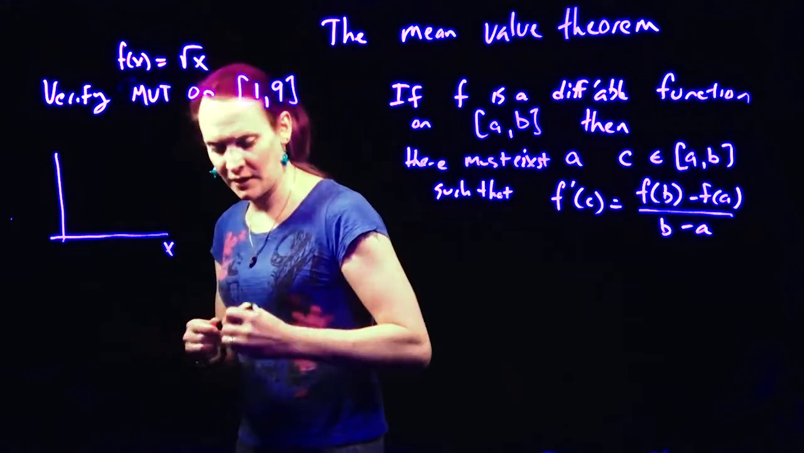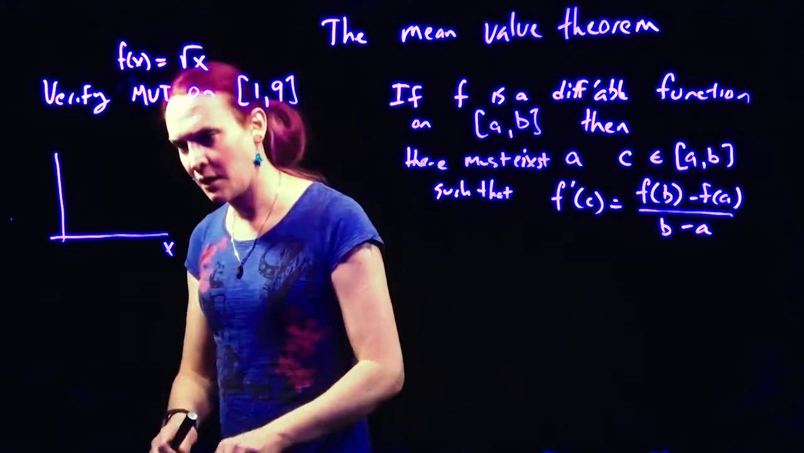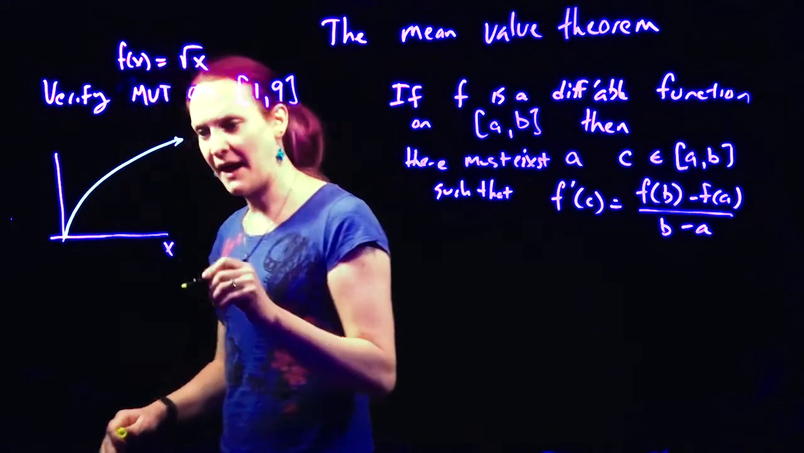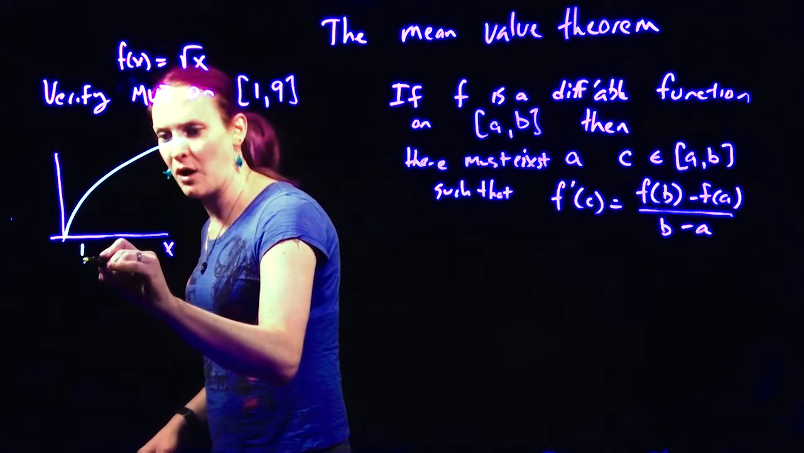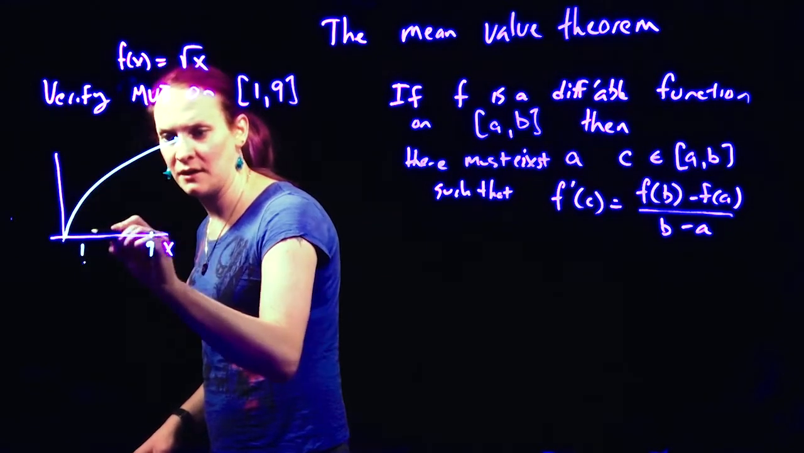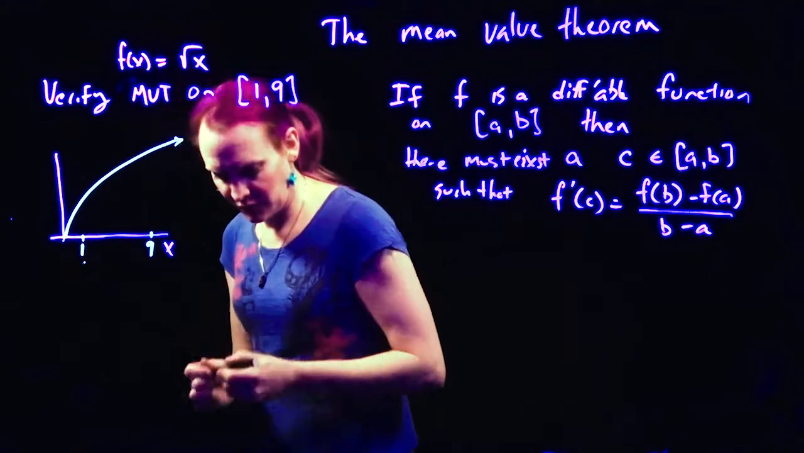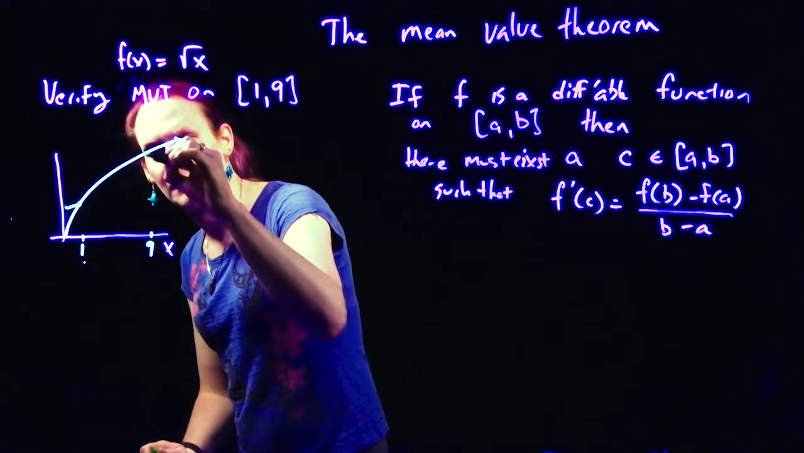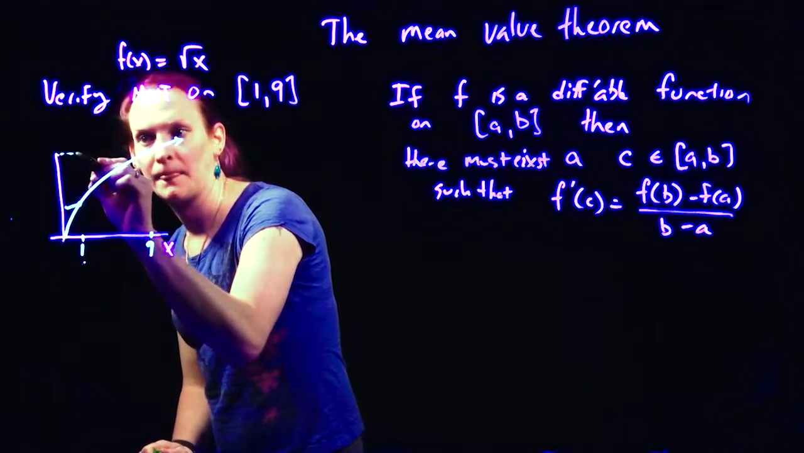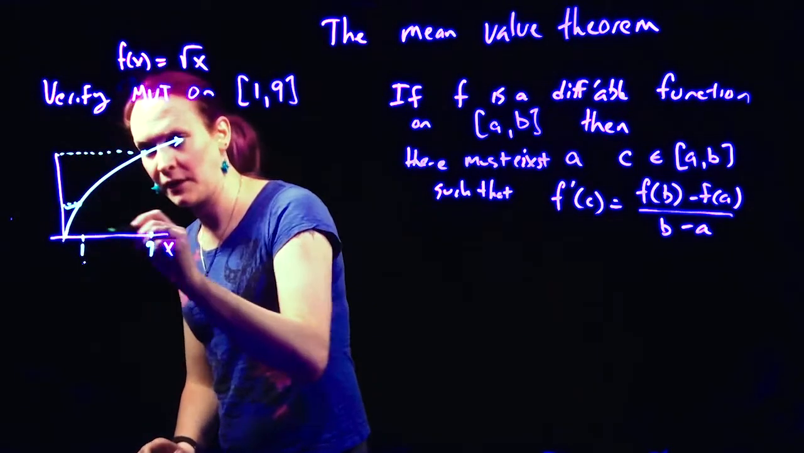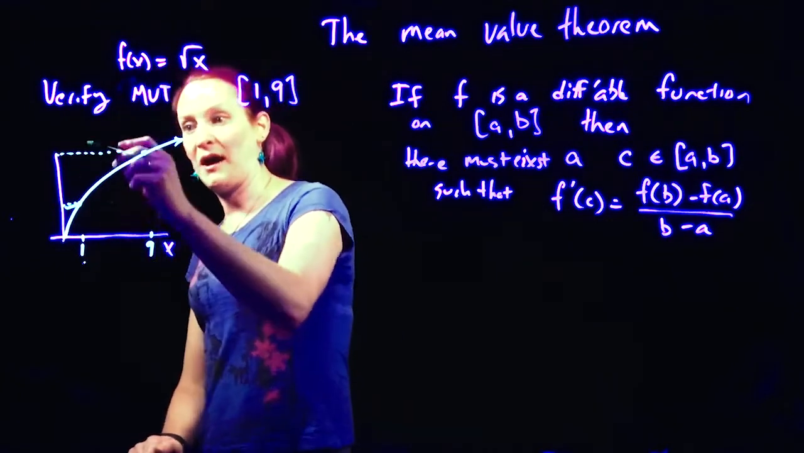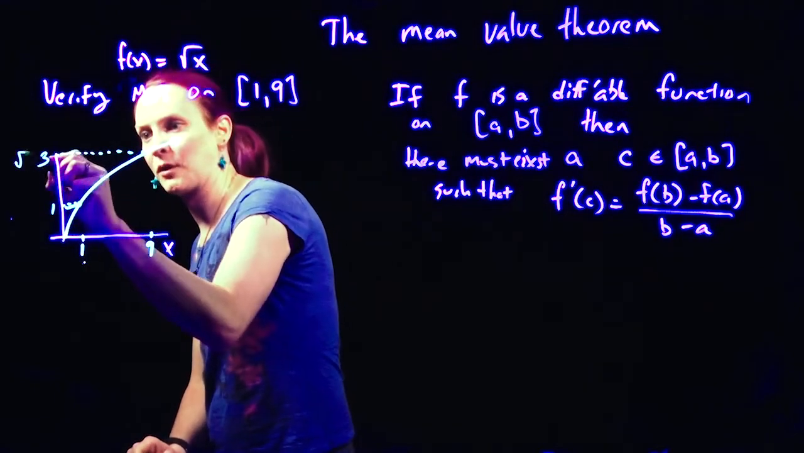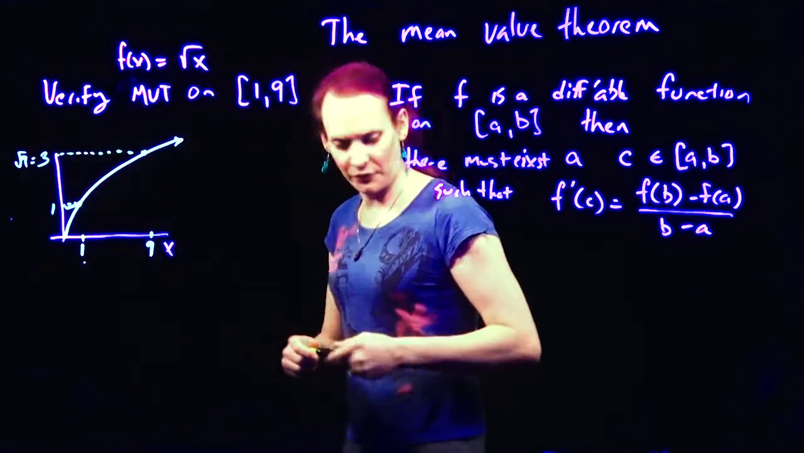Here, let's have x, and let's draw the square root function like that. Let's call that 1, and let's call that 9. So let's go up onto the curve. The height here is the square root, so that's 1. And this is 3, because that's the square root of 9 equals 3.